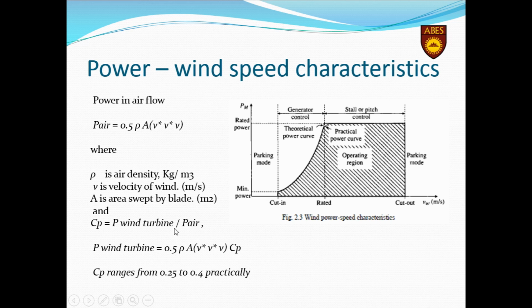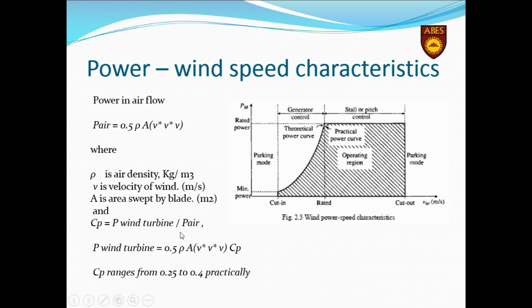Now there is one more. You can see that rho is air density in kilogram per meter cube, V is velocity of wind in meter per second, and A is area swept by the blade in meter square. Now there is one more conversion coefficient, that is Cp. This is power coefficient, and it is defined as P wind turbine divided by P air. It is actually the ratio, and it gives the comparison of how much power the wind turbine generates and how much power is given to the turbine by the wind.